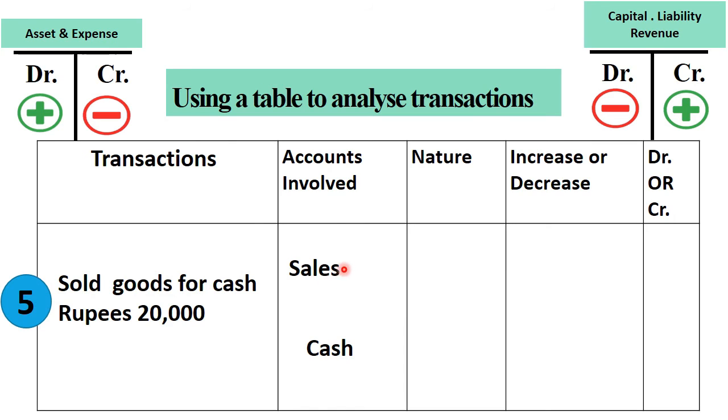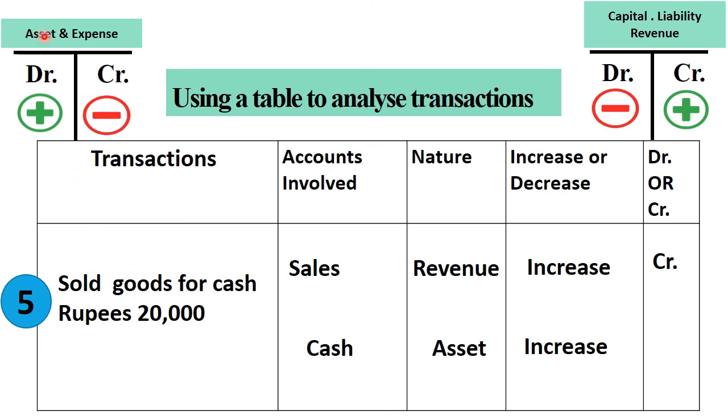Okay. So now coming to the nature of sales, please remember sales is a revenue. And when we sell goods we say our revenue is increasing. And you can refer to this rule, if revenue increases it is credited. Now coming to cash, when you're selling goods for cash you are receiving cash. First write down the nature, cash is an asset, and when you're selling goods for cash, your cash, the asset, is increasing. So you can see the rule here, if asset increases it is debited. So with selling goods for cash rupees 20,000, your sales account will be credited whereas cash account is debited.